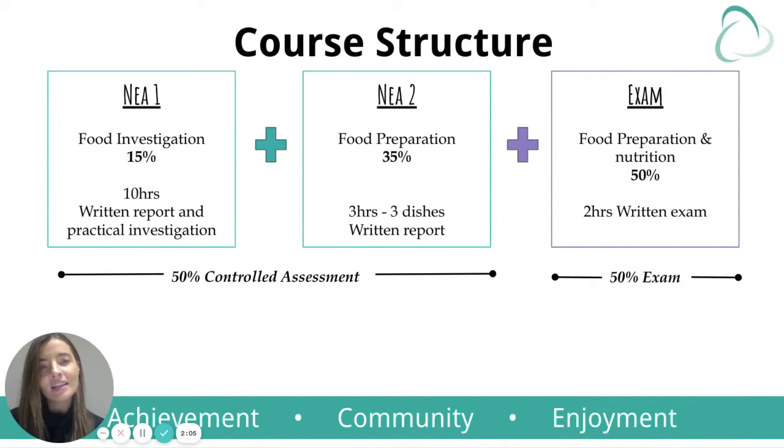Pupils will also take the remaining 50% of the GCSE by way of their written exam. This will include a lot of overlap between the controlled assessment as well as using all their knowledge from year 9 and 10.